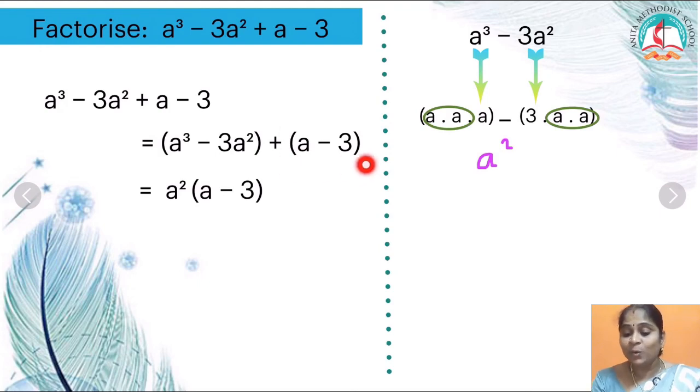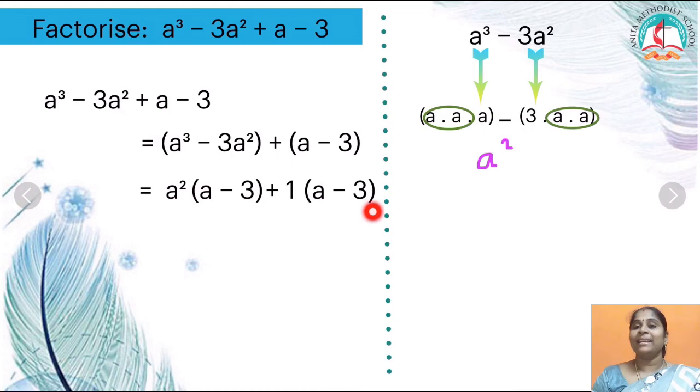What is the second group here? a minus 3. In a minus 3, do you have any common factor? No. So 1 only is common here. So we can write plus 1 as common because it doesn't have a common factor. So which is the highest common factor here? So 1 only is the highest common factor. So we can write a minus 3. Look now. Again, how many terms do you have? 2 terms. What is the first term? a square (a minus 3). What is the second term? Plus 1 into (a minus 3).